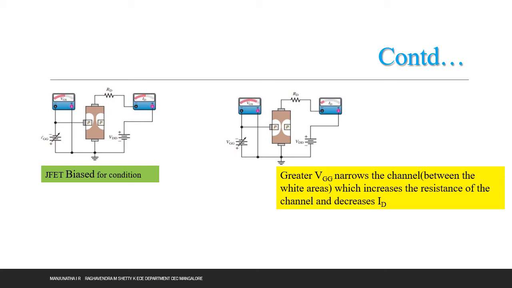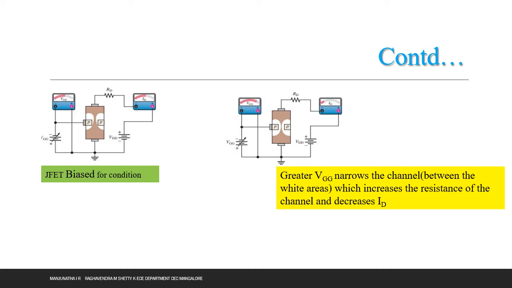Okay. Next, when the depletion region or depletion width is increased, it makes the channel narrow. That we can observe from figure 1 to figure 2. In figure 1, channel width is more. In figure 2, channel width is less. Why is channel width less? Because of more VGG.